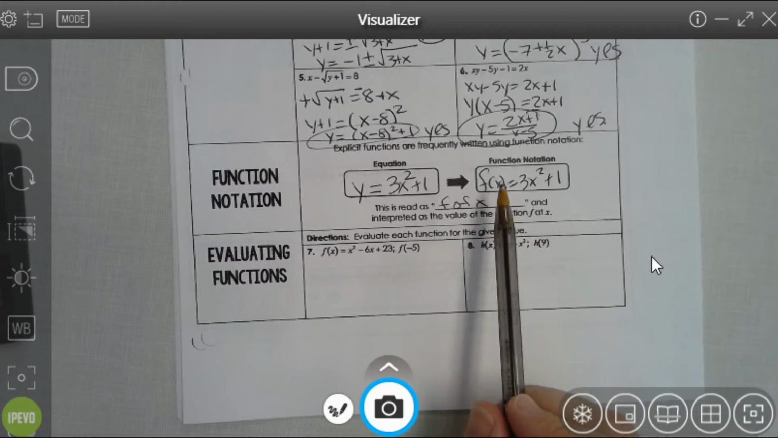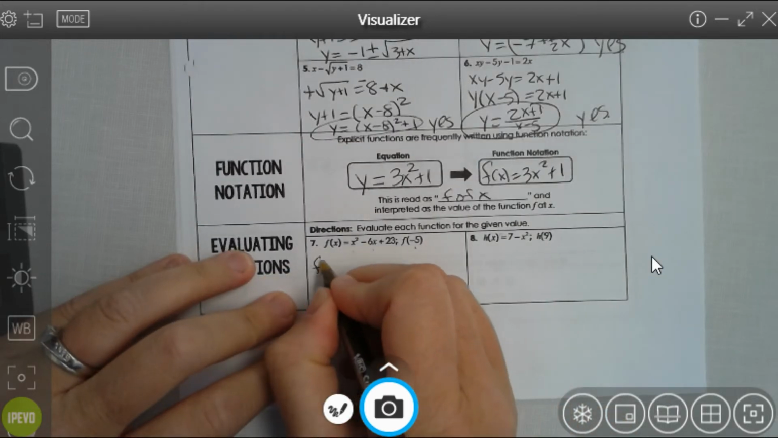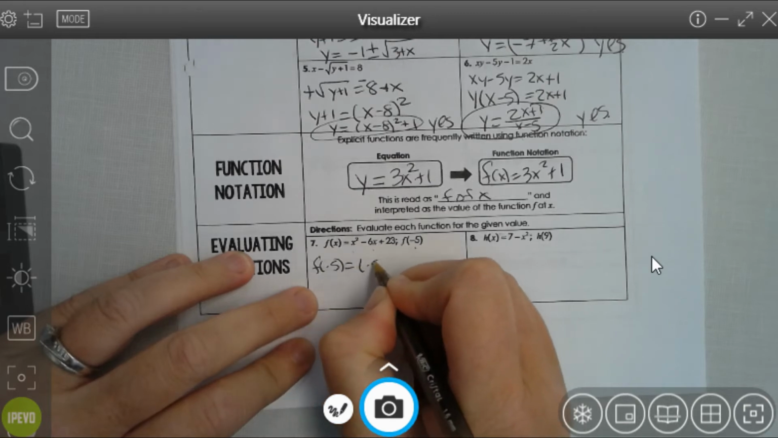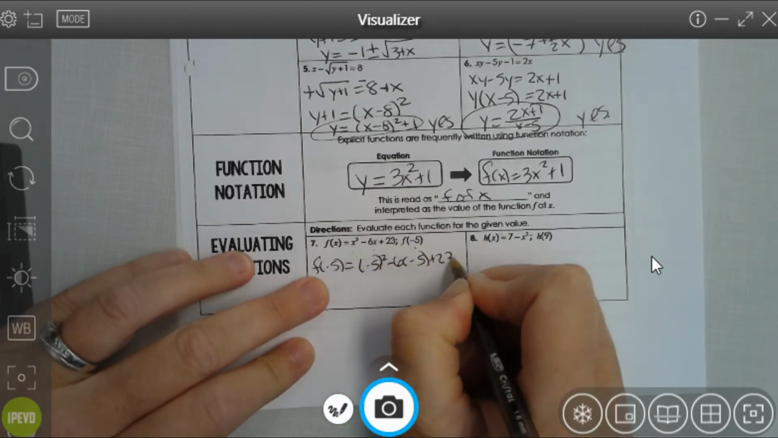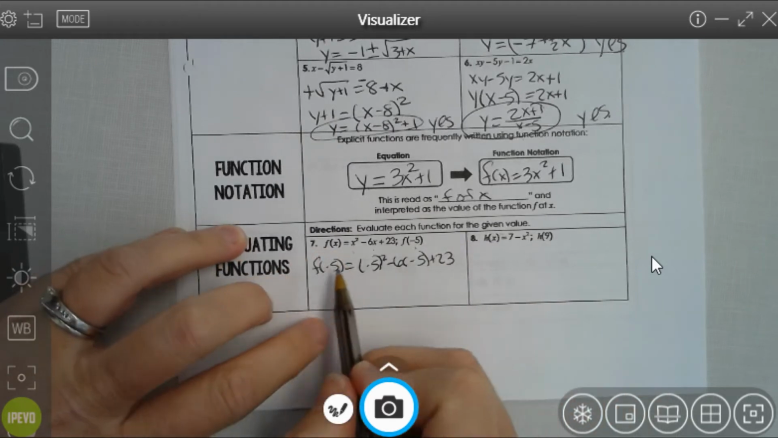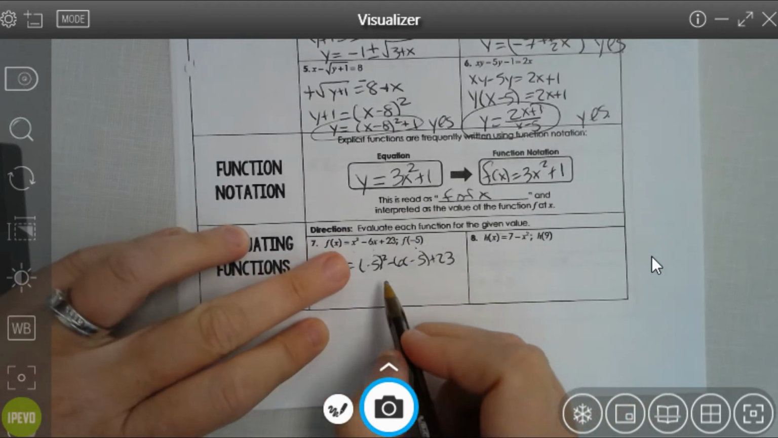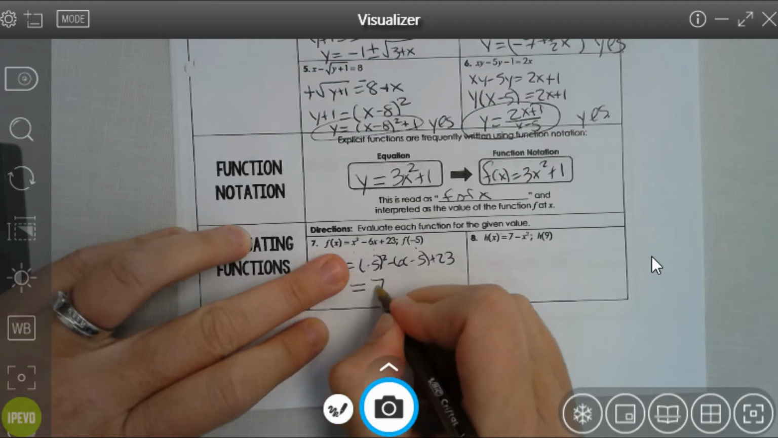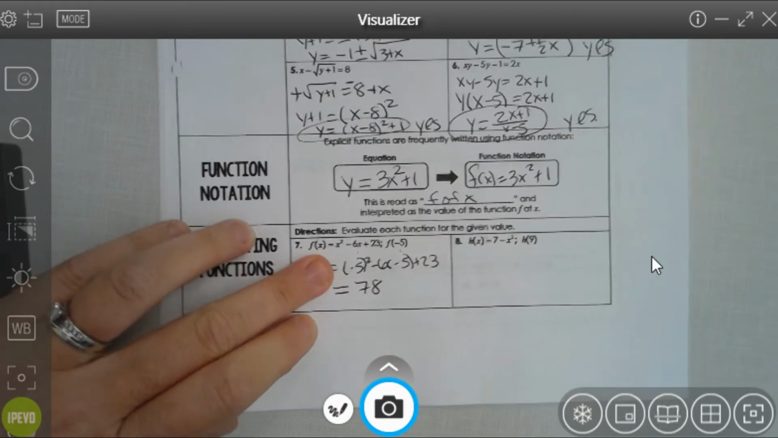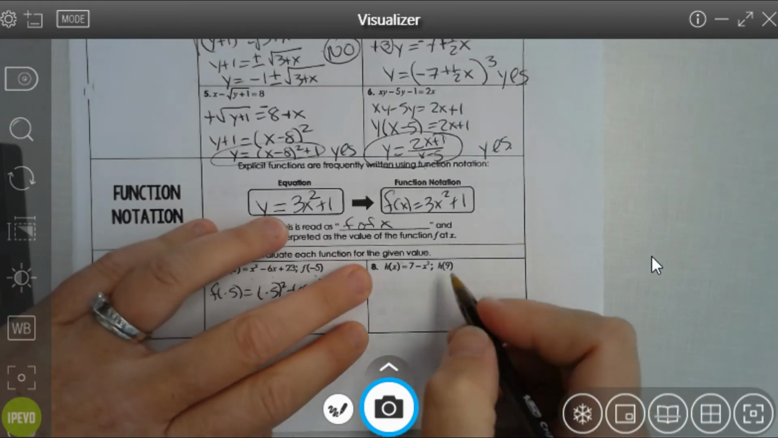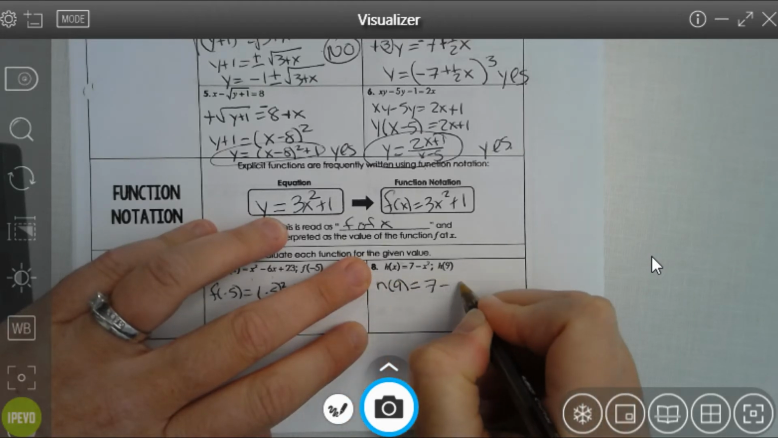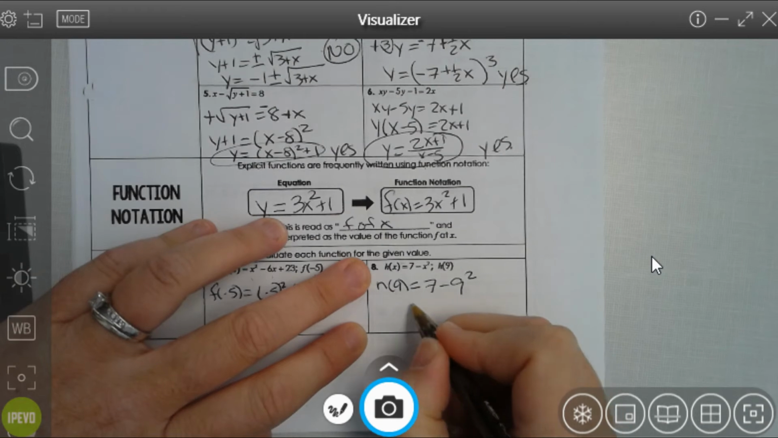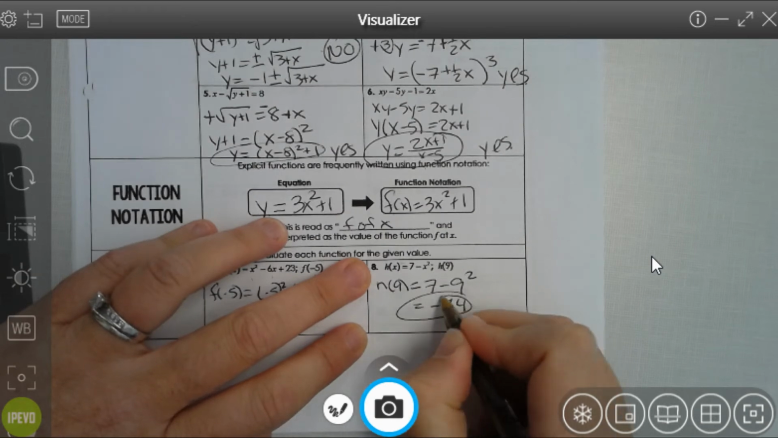So evaluating, remember this back from like algebra, that means plug in negative 5 wherever you see an x. So f of negative 5 equals, and you just want to type this part in your calculator, not this. This is the answer part. Type in just the right side into your calculator, and you should get out 78. So same over here, plug in the 9. So h of 9 would be 7 minus a 9 squared. So we get negative 74.